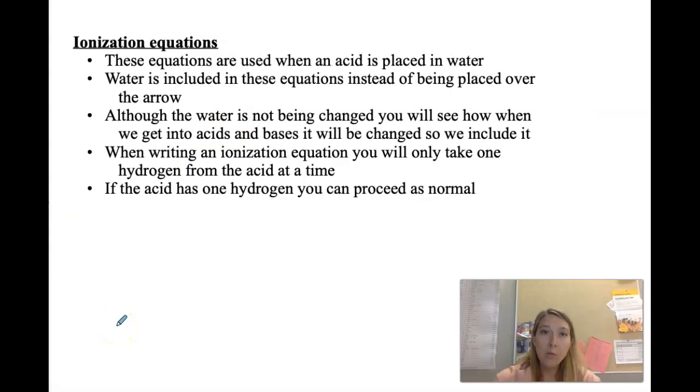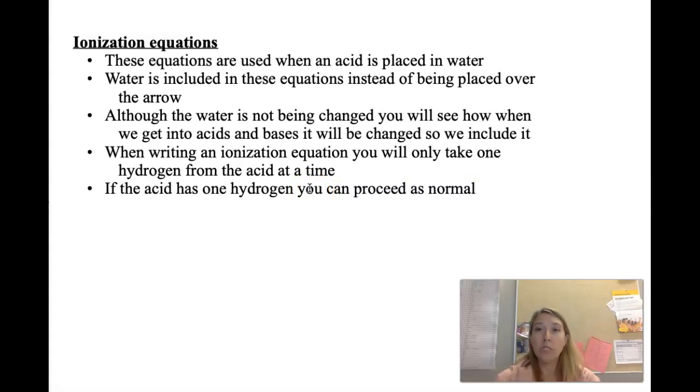Also in the last video, we talked about ionization equations. The difference between dissociation and ionization is that ionization equations are for acids, so we include the water in our equation instead of putting it over the arrow. The example we looked at in the last video was HCl. For acids, there's also a bit of a difference, and that has to do with how many hydrogens I have. If the acid has one hydrogen, you can write the equation the way I showed you in the last video, and I only showed you that one because we were starting out simple.